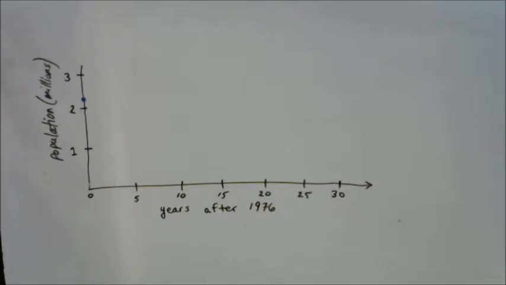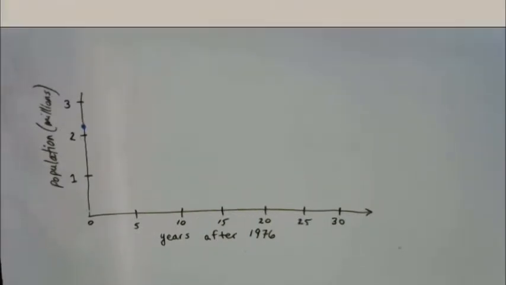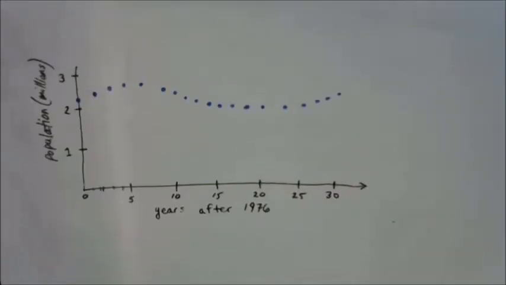And maybe don't do every single year, maybe do only the even years. Do 0, 2, 4, 6, 8. And we'll double check up here when you're done. Okay, your graph should look something like this. If it doesn't, then make it look something like this.